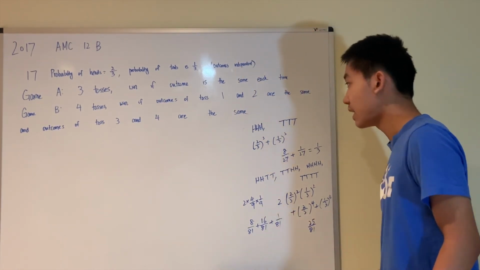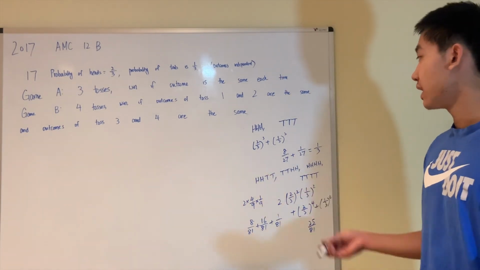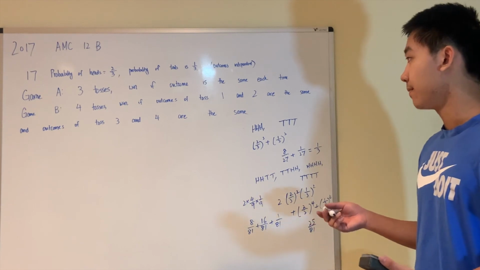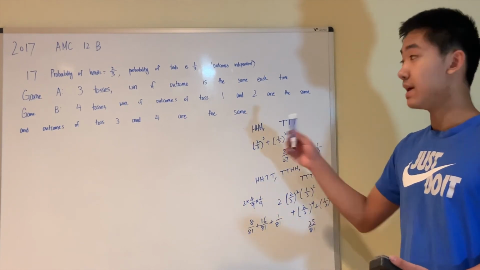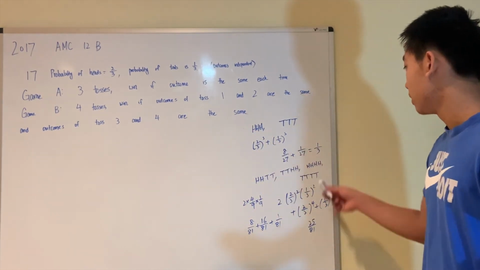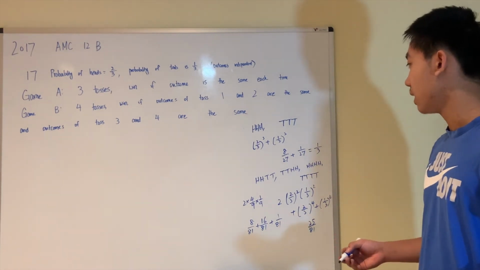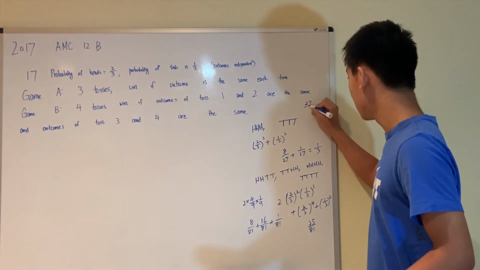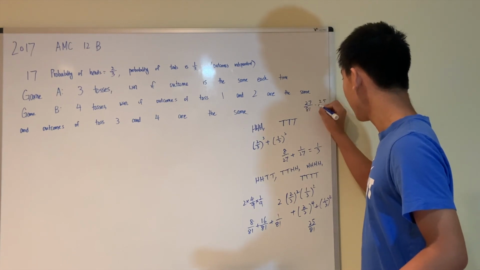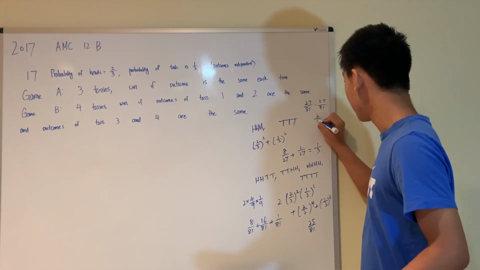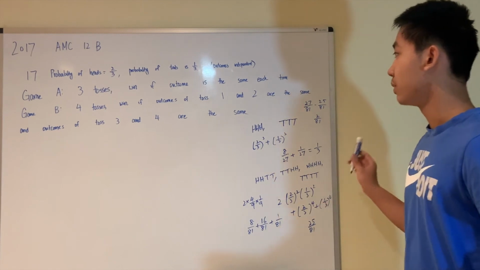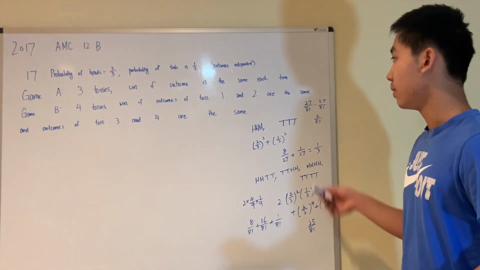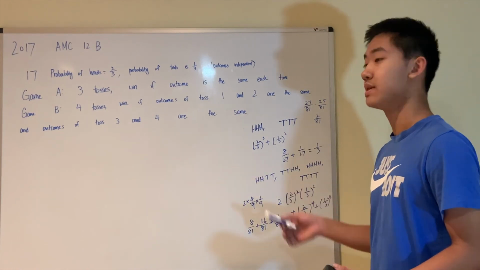And the problem, I didn't write it down, but the problem just asks us to find the difference between the probability that you win game B and game A. So 1 over 3 is going to be, I think, 27 over 81. So you have 27 over 81 minus 25 over 81, which is 2 over 81. And so the probability that you win game A is 2 over 81 more than the probability that you win game B.